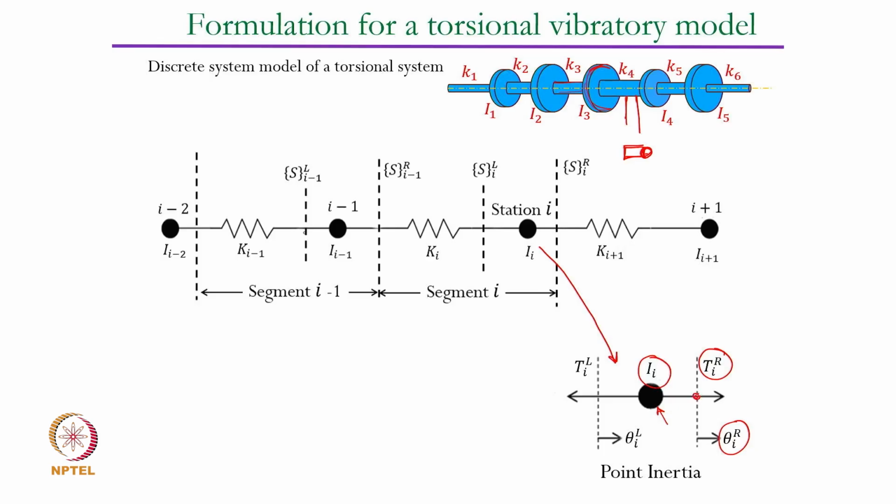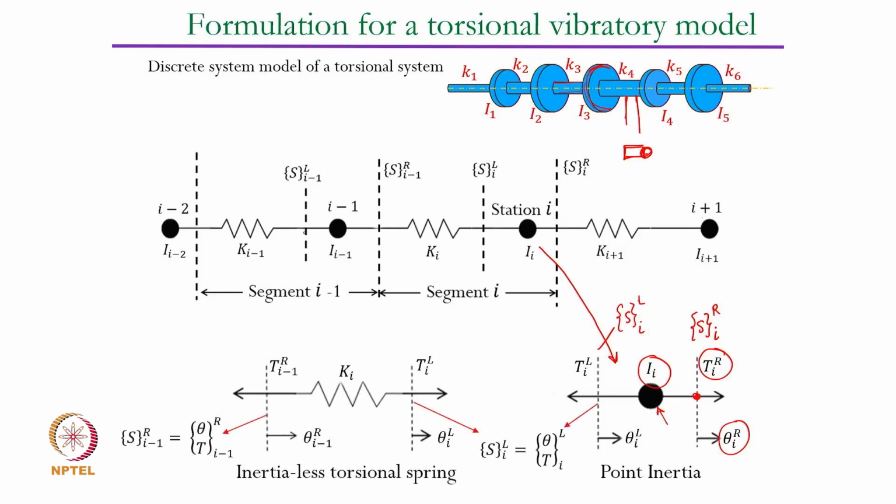Now on the right hand side of this station, we said that there is a state vector S on the right of the ith station, and this state vector is on the left of the ith station. So these are basically the two state vectors that we have defined. So the state vector on the left of the ith station is in terms of its twist and torque values, and the spring element defines the torsional stiffness of the shaft.